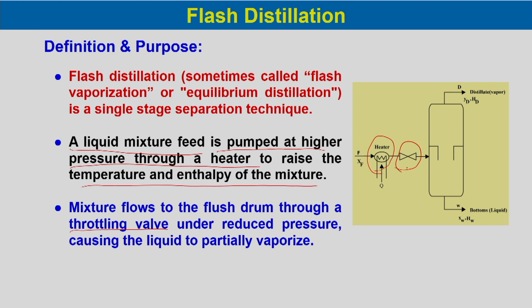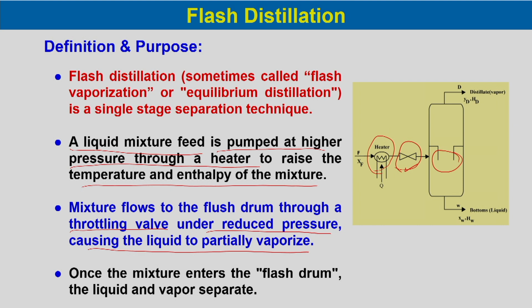Once it is pumped through the heater, the temperature of the liquid mixture increases, and then through the throttling valve it goes to the flash drum, which is under reduced pressure. So from the high pressure side to the low pressure side, that is how the throttling is used over here. Because of this, the liquid gets partially vaporized, and it enters the chamber.